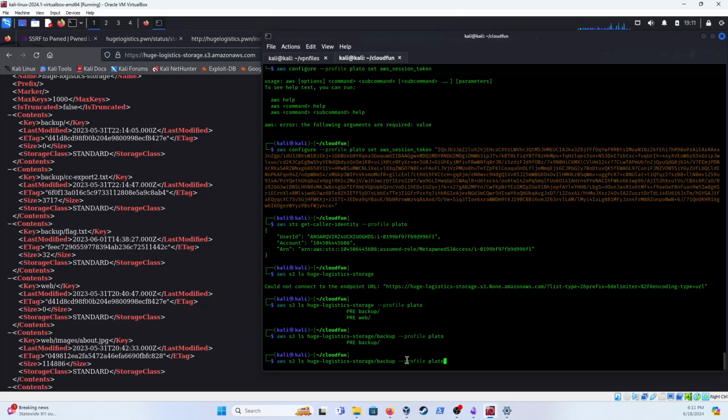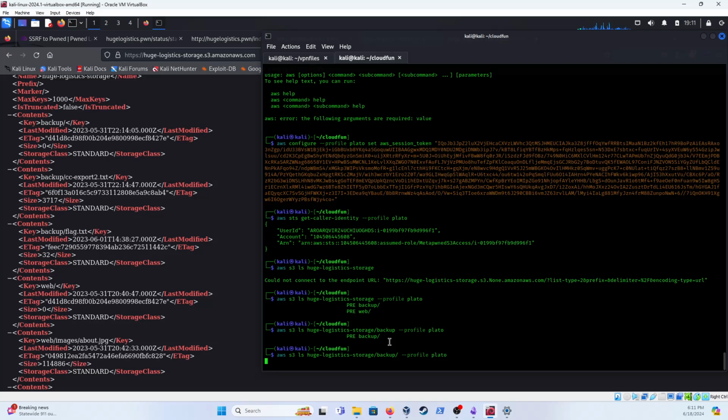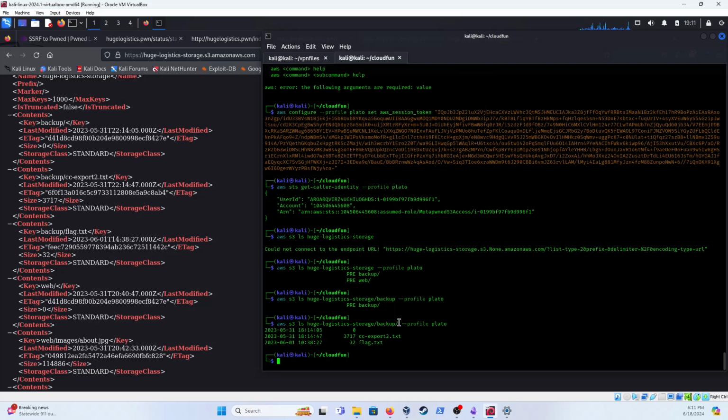And that's an interesting mistake here, but what you can actually do is the slashes are important. All it did was just give us the backup. But if you give it another slash, it's kind of saying, okay, give me everything after the backup directory. This was just giving us the backup directory. So just remember that. And bam, look, we can see the CC export and the flag.